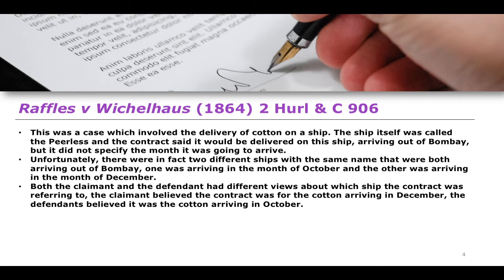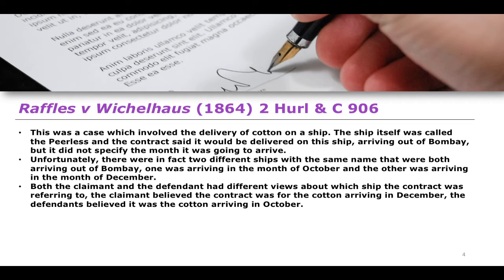Both the claimant and the defendant had different views about which ship the contract was in fact referring to. The claimant believed that it was a contract for cotton that was arriving in December. The defendants believed it was for cotton that was arriving in October. I forgot to add as well that both were the same ship of two different ships of the same name, both arriving out of the same place in roughly the same time period and carrying the same cargo.